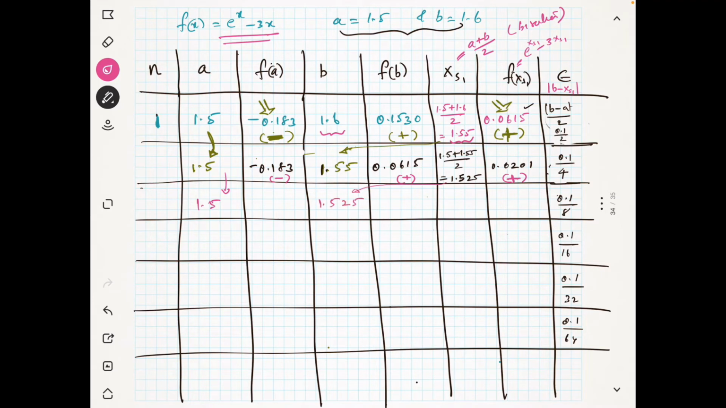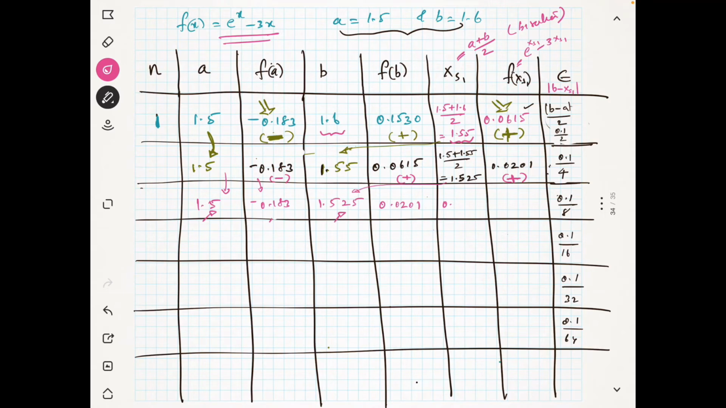Okay, 1.525. Now f of a, we can already find it. It is already the same, 0.183. We don't need to find it again. And f of our new b is also, we know, 0.0201. Okay. Now we can find what is the average of this. Next we will find the average of a and b, that means a plus b by 2.